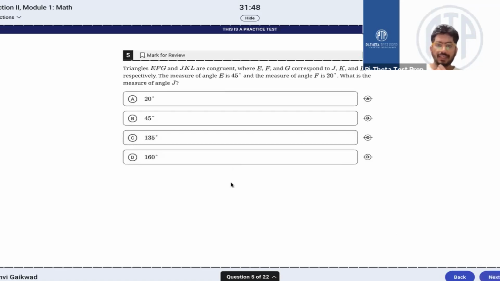They're telling you triangles EFG and JKL are congruent, where E, F, and G correspond to J, K, and L. So, very simple. What matters is their correspondence. E is 45, so I can say J is also 45 here, right? They're telling F is 20, so I can say K is also 20 here, right? And they're asking for the measure of angle J. That directly implies that if E is 45, angle J will also be 45 here because they are corresponding.